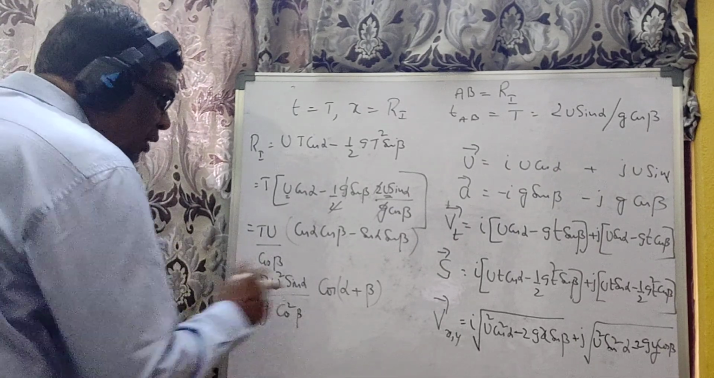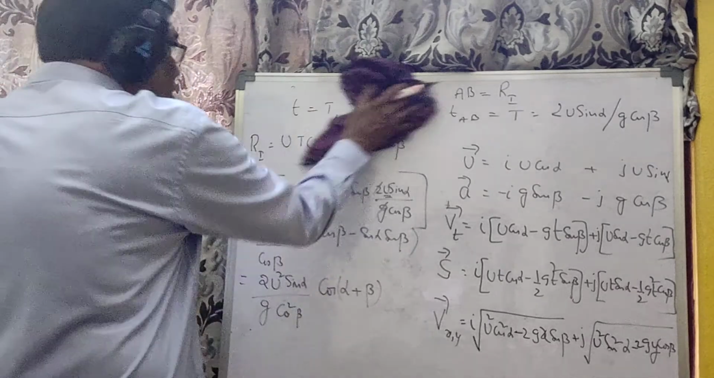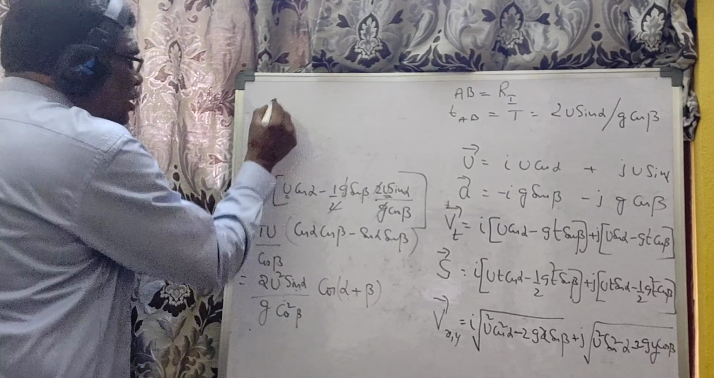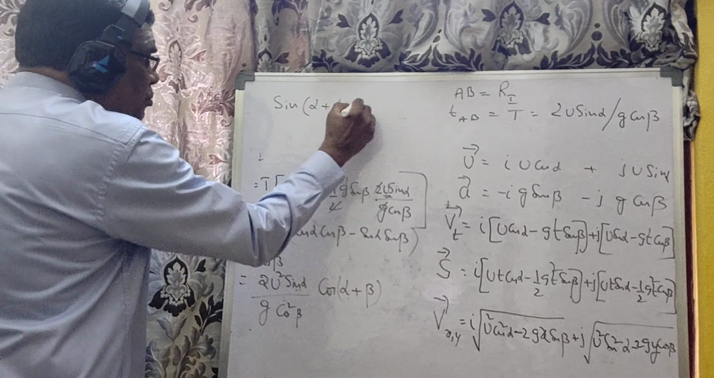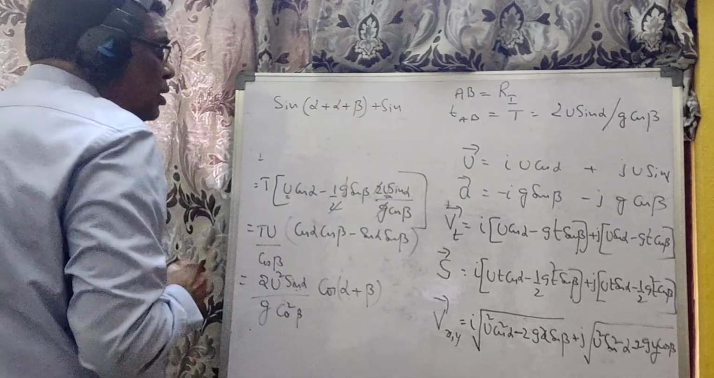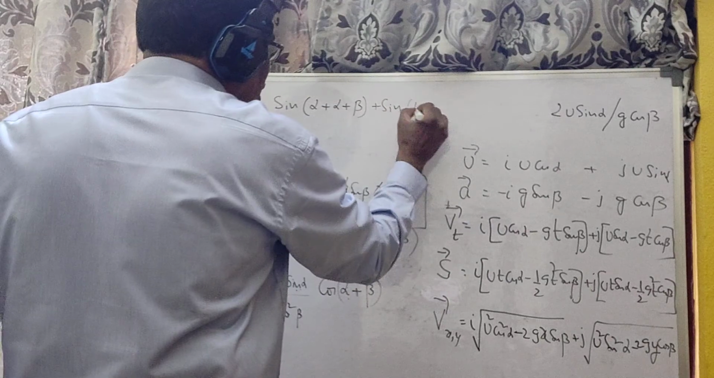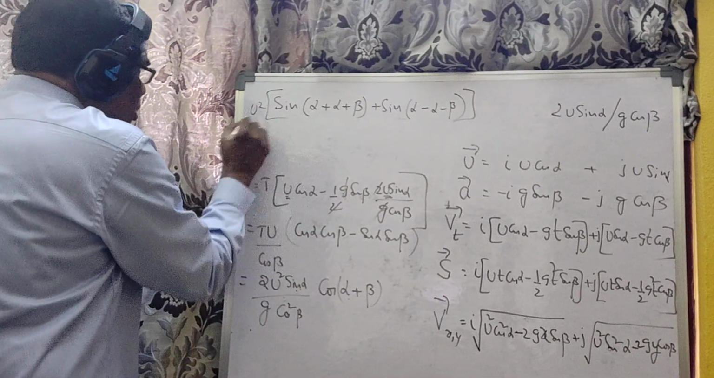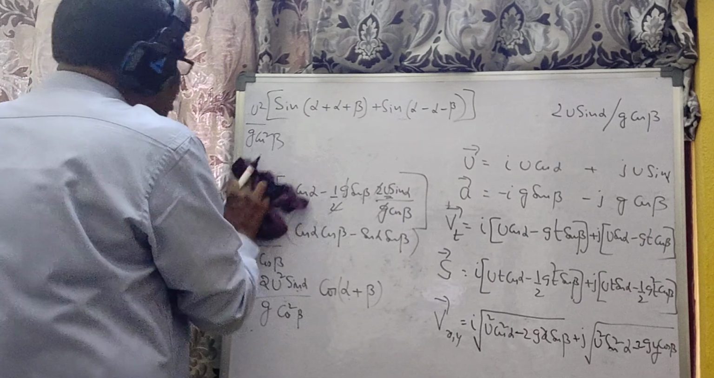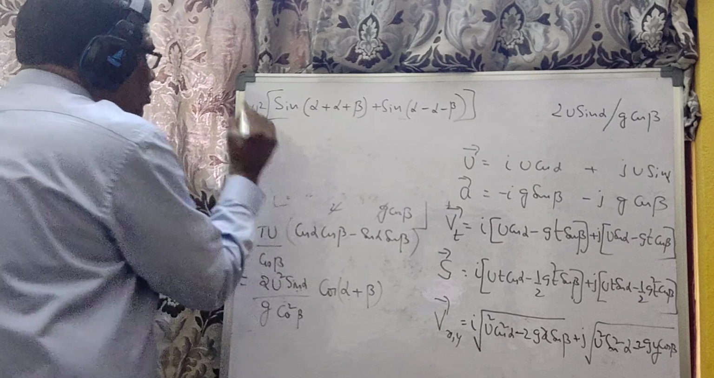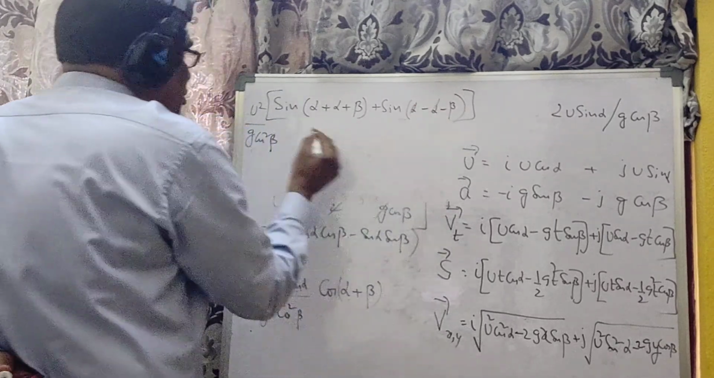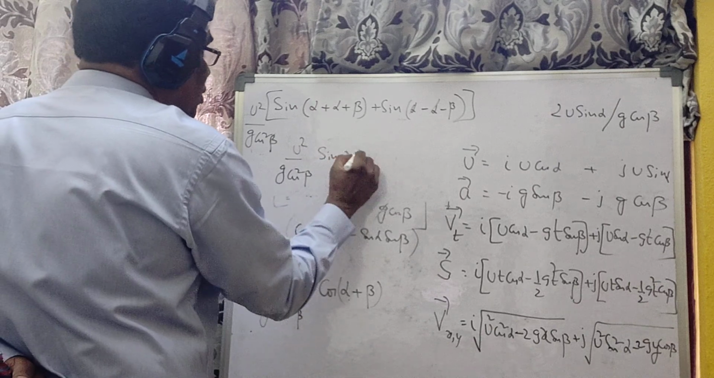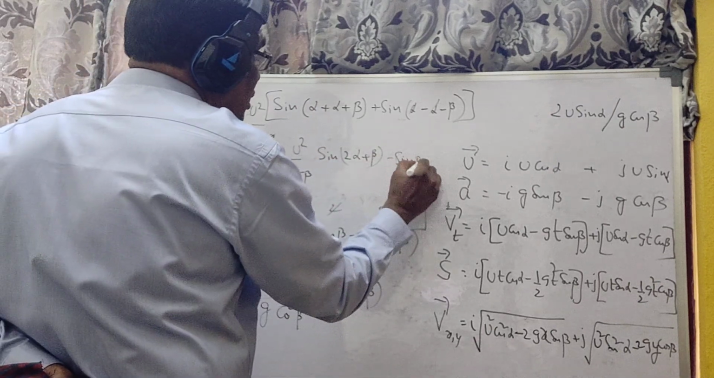You can do that. Now I further try to simplify this. I'll write it here. Here is a 2 sin A cos B. 2 sin A cos B is sin of A plus B plus sin of A minus B, that is alpha plus beta and alpha minus beta. The remaining is u square by g cos square beta. Now sine of minus beta is minus sine beta. So u square by g cos square beta sine of 2 alpha plus beta minus sine beta.